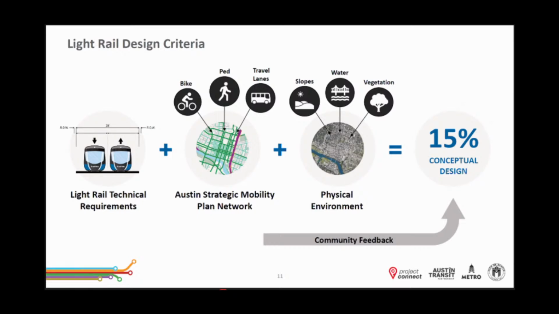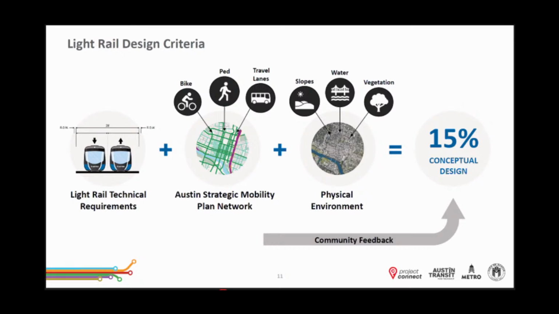Additionally, floodplains, utility conflicts, historic properties, parks and recreation space, and other aspects of the physical environment can guide the design. At this phase, the engineering team is assessing all of these factors to determine where and how the light rail lines could operate within the existing physical environment.